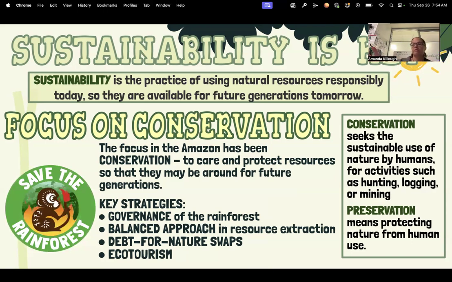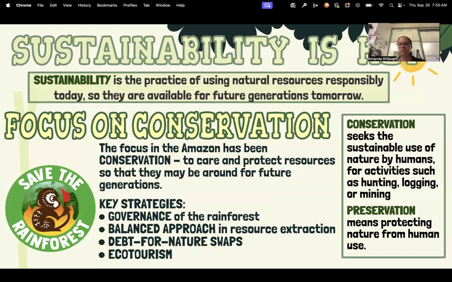All right, so let's look at the definition. Conservation seeks the sustainable use of nature by humans for activities such as hunting, logging, or mining. So if we're going to mine, how do we do it sustainably? If we're going to log, which is tearing down trees for paper and all those kinds of things, how do we plant trees to replace it? We have to think about how we conserve while doing those things. These two topics are underneath the umbrella of sustainability.